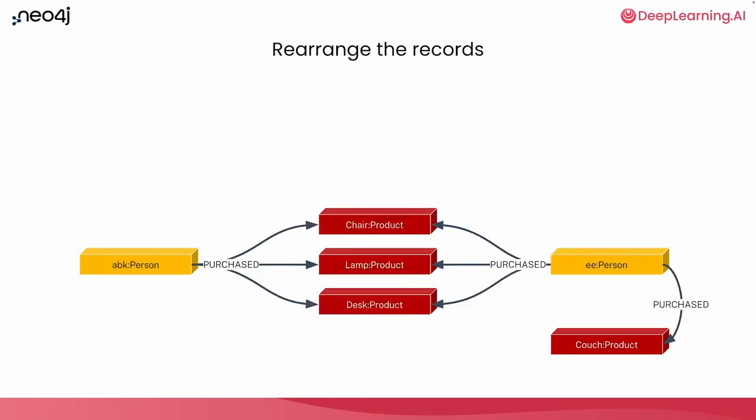And now just rearrange the records a little bit. So you've got ABK on one side, EE on the other side. And now it looks much nicer. It's much easier to understand what's going on. Both ABK and EE are connected to these products in the middle. But then also, this person EE is connected to another product that has no connection to ABK.